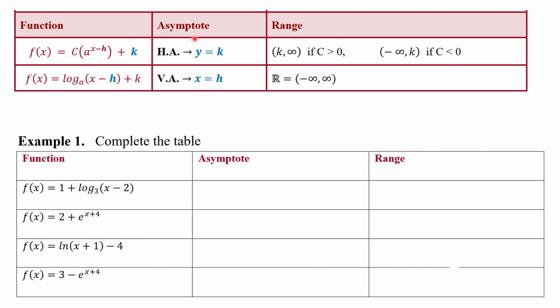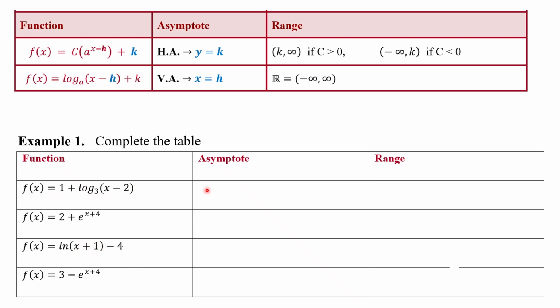In finding the asymptote and range of exponential and logarithmic functions, there are available formulas for this. So for this example 1, we can complete the table by finding the asymptotes and range of the following functions using this formula. For the asymptote, let us start by finding the asymptote of the logarithmic functions, which are the first function and the third function.